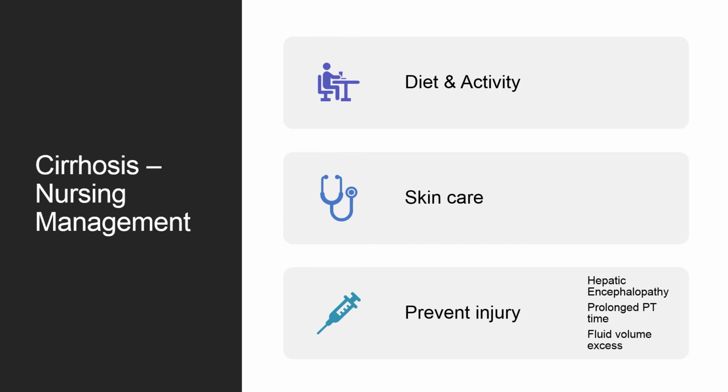If ascites is present, small frequent meals may be better tolerated. And you want to increase the carbohydrates. If steatorrhea or fatty stools are present, you want to give water-soluble forms of vitamin A, D, and E. For skin care, you want to make sure that there are position changes. Do not apply adhesive tape or use irritating soaps.